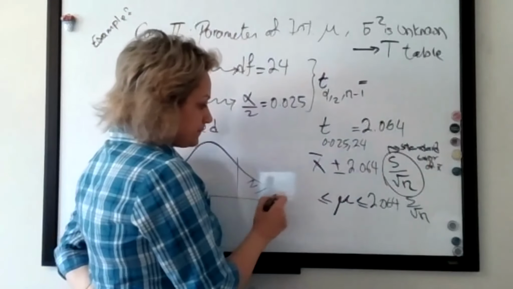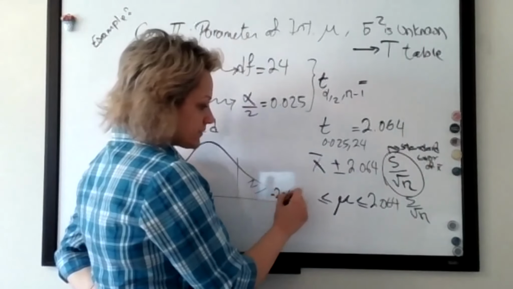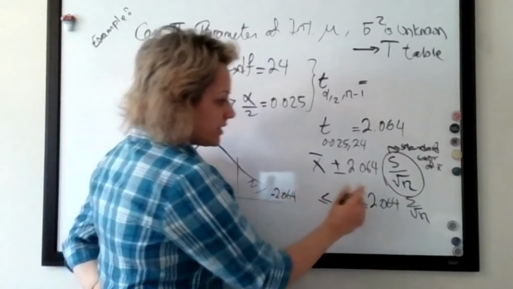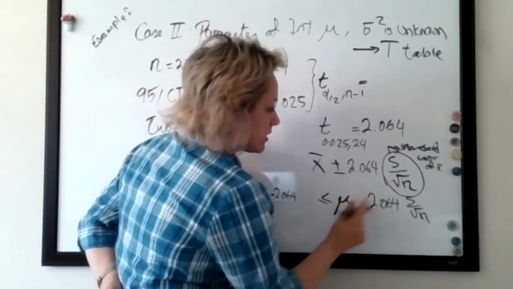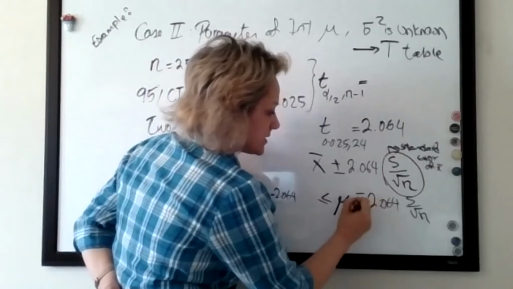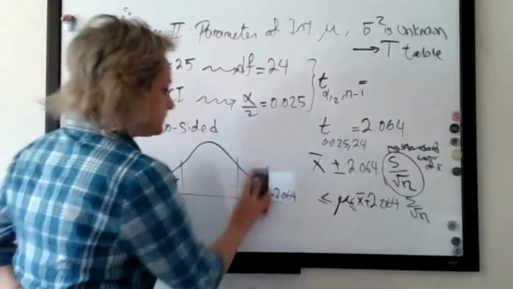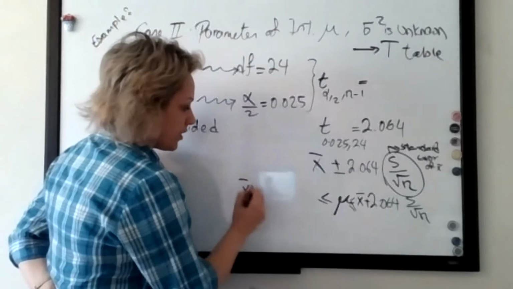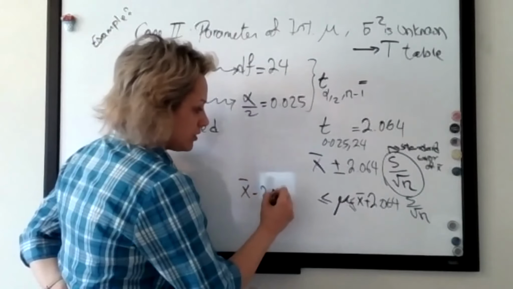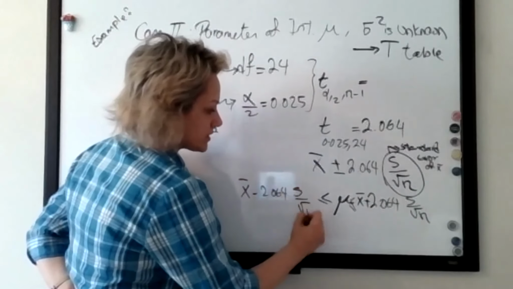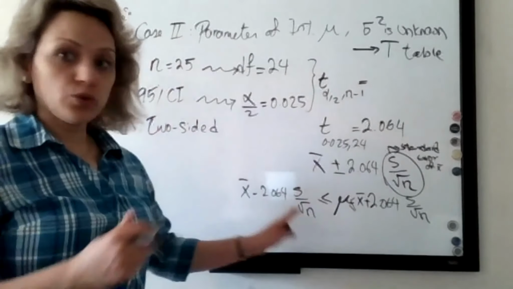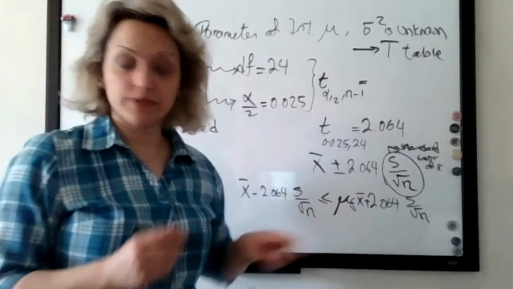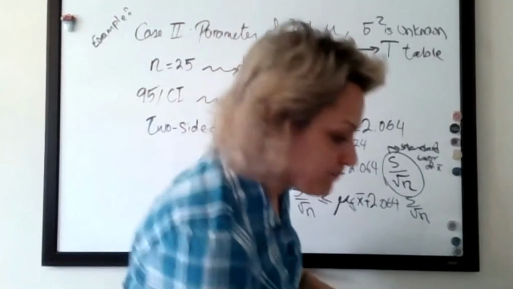And here would be minus 2.064. Oh, I forgot the x bar, so let me just fix it. It's x bar plus this one, and here would be x bar minus 2.064 s over square root of n. So that's going to be the two bounds, the lower bound and upper bound of our confidence interval. That's just an example for the t-distribution, to review the t-distribution.